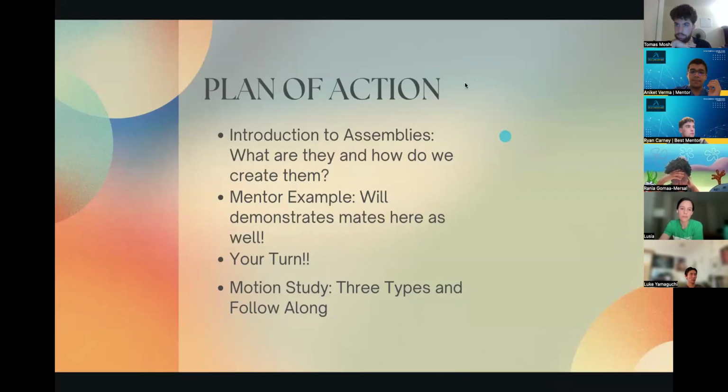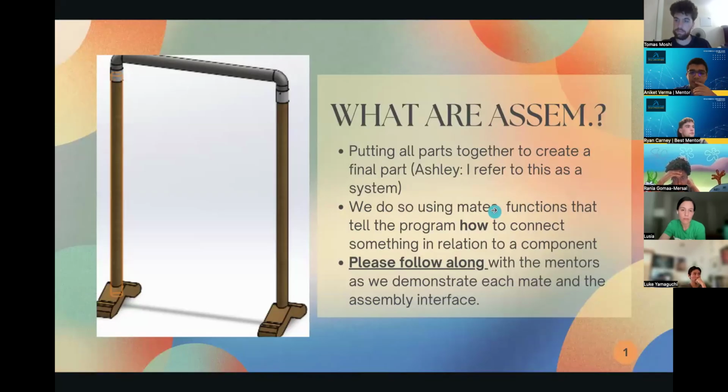So our plan of action today will be introducing assemblies to you. What are they? How do we create them? And then I'll do an example. First, I'll just explain the different types of mates that exist. A mate is basically the way we describe the connection between two different parts. And then for motion study or kinematic stuff, Onshape has a very nice animation feature, so we're just going to go over that. SolidWorks has three types of different motion studies, but we're just going to go over that one thing.